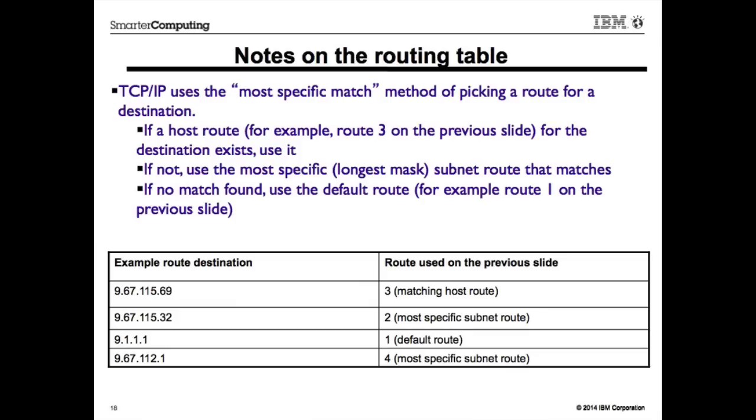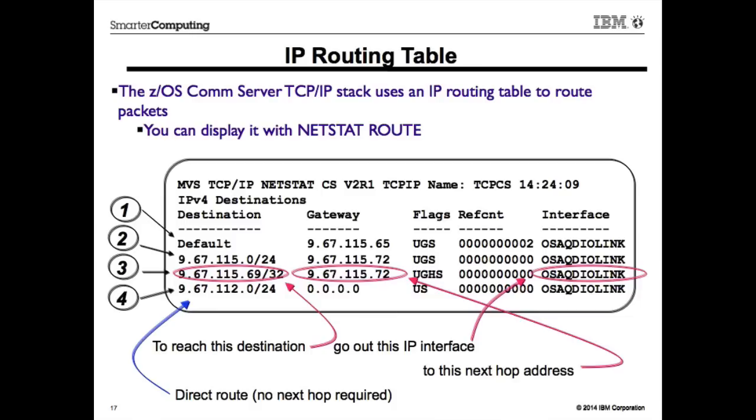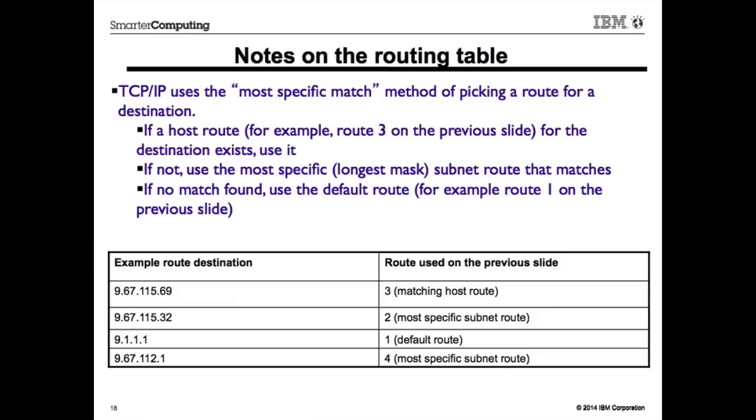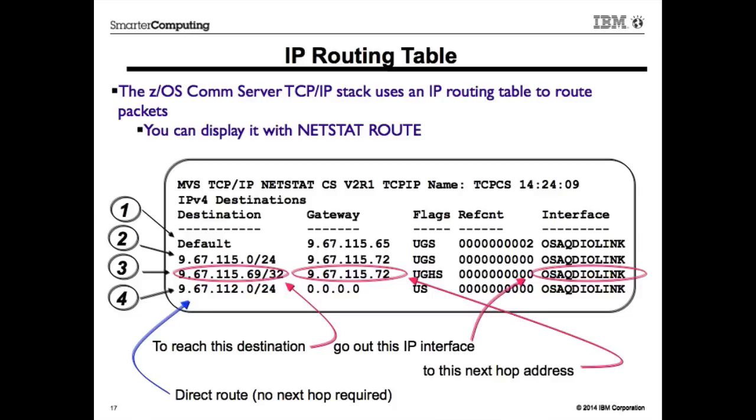If you try to route to 9.67.115.32, there is no host route for that, but there is a subnet route for 9.67.115.0 subnet /24. That destination address falls into that subnet, so route 2 is selected because it's the most specific subnet route available. Next one we're going to look at is 9.1.1.1. You go back to slide 17, you can see there are no 9.1 subnet routes, but there is a default route. The default route is the most specific route available, so it is chosen to route to 9.1.1.1.